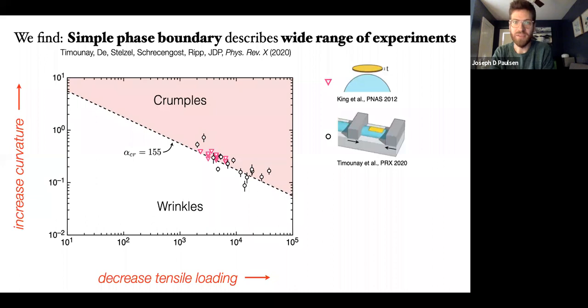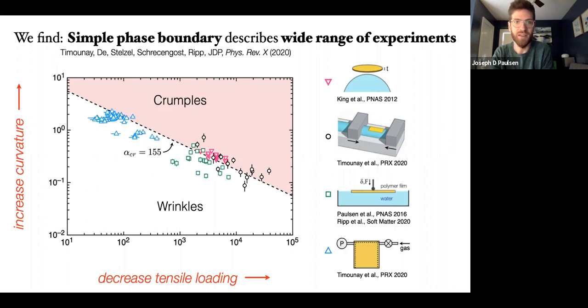We have the experiments of Yusra on the cylinder falling near the same phase boundary. The experiments of Monica falling near the same phase boundary. And finally, Raj's inflated membranes, again falling close to the same phase boundary. Okay, so it looks like we can actually capture all of these different geometries and different boundary conditions on a single phase diagram. You notice that the axes don't have labels.